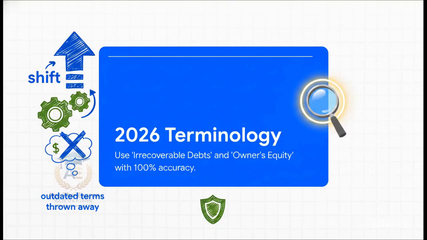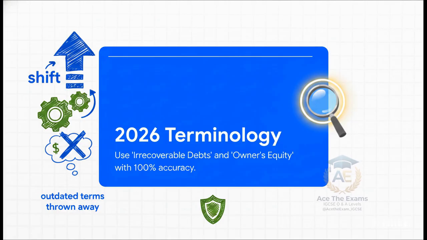Okay, so here's a massive trap for the 2026 syllabus: outdated language. Cambridge has transitioned strictly to modern international terminology. That means you must use terms like irrecoverable debts instead of bad debts, and owner's equity with 100% accuracy. Seriously, if you use the old, outdated terms, you are literally throwing away easy marks. Absolute precision is non-negotiable here.